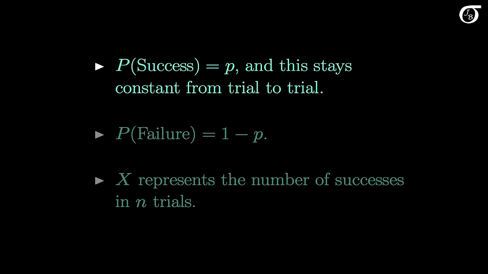The probability of a success on any one trial is p, and this stays constant from trial to trial. Success and failure are mutually exclusive and exhaustive, so failure is simply the complement of success, and the probability of failure is simply 1 minus the probability of success, or 1 minus p. The random variable x represents a count of the number of successes in those n trials.